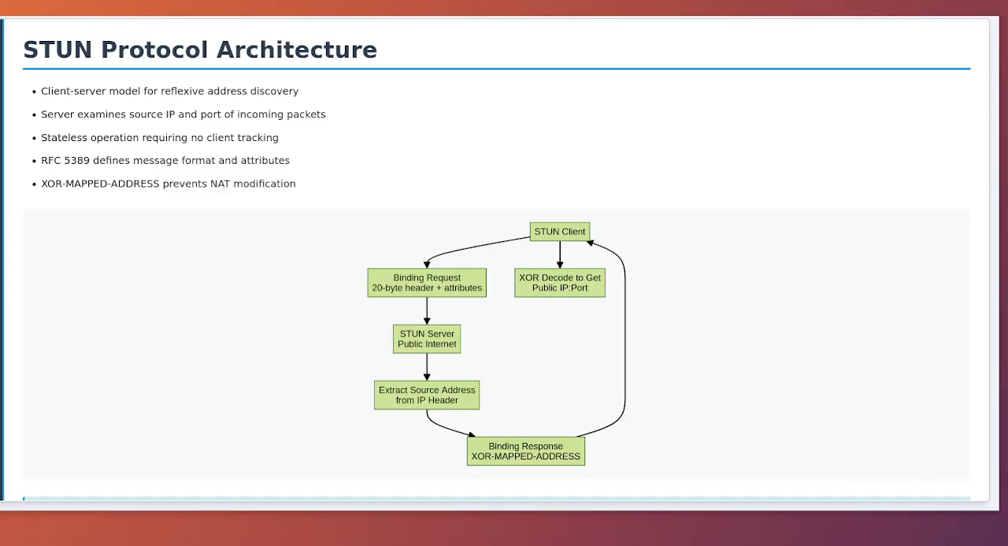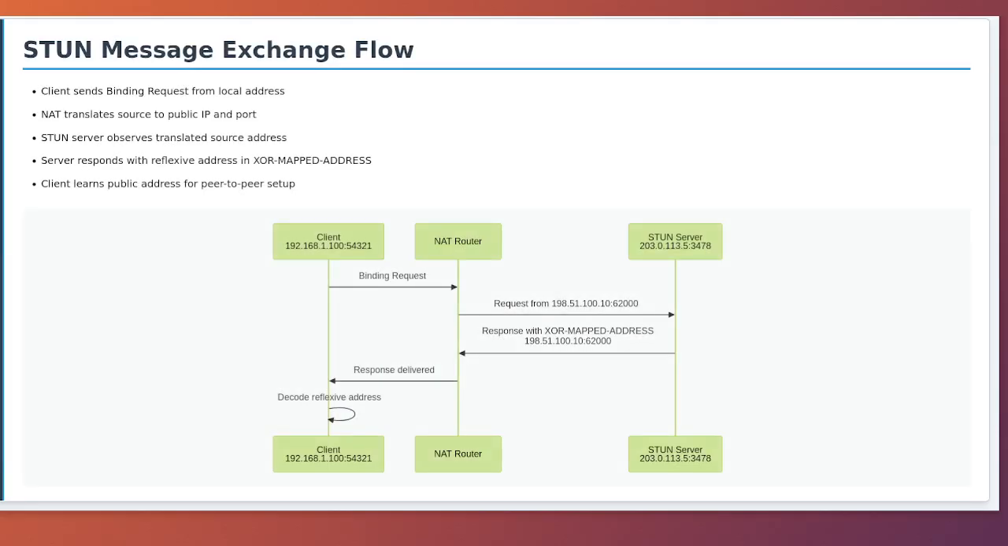STUN also provides mechanisms for NAT behavior discovery. By making multiple STUN requests from the same local port to different STUN servers, and comparing the reflexive addresses received, a client can determine what type of NAT it is behind. If the reflexive address is always the same, it is likely a cone NAT. If the reflexive address changes with each different destination, it is symmetric NAT. This information helps the application decide whether direct peer-to-peer connectivity is feasible or whether it needs to fall back to TURN.